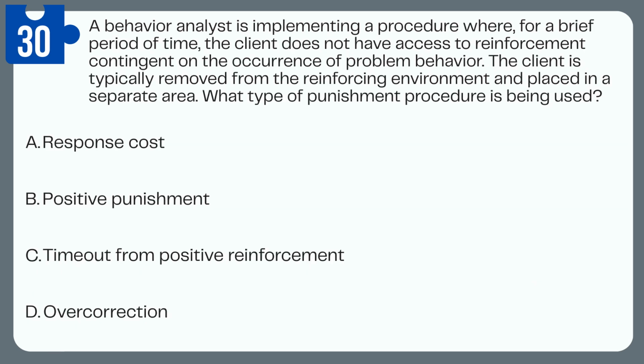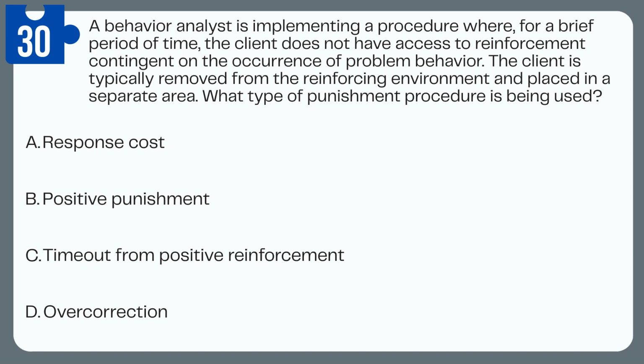Question 30. A behavior analyst is implementing a procedure where, for a brief period of time, the client does not have access to reinforcement contingent on the occurrence of problem behavior. The client is typically removed from the reinforcing environment and placed in a separate area. What type of punishment procedure is being used? A. Response cost. B. Positive punishment. C. Timeout from positive reinforcement. D. Overcorrection.